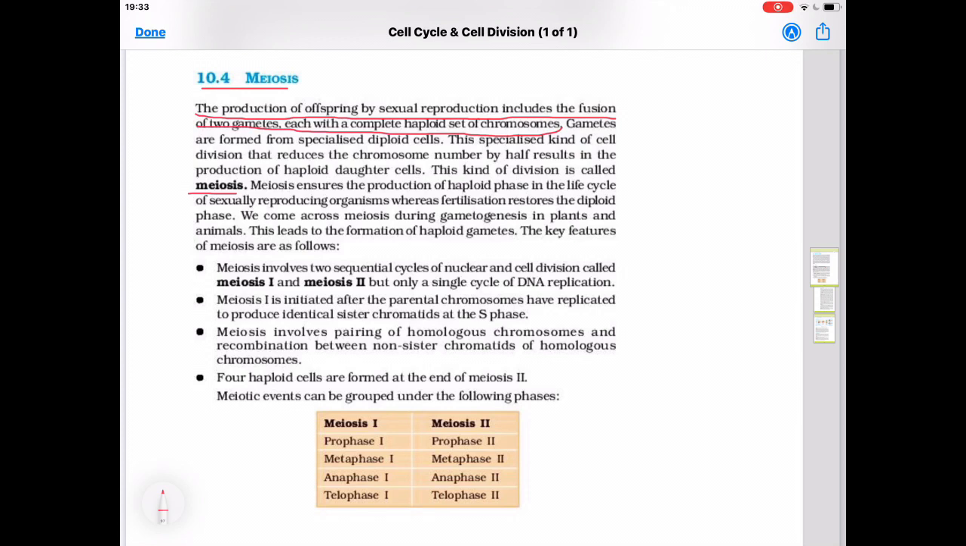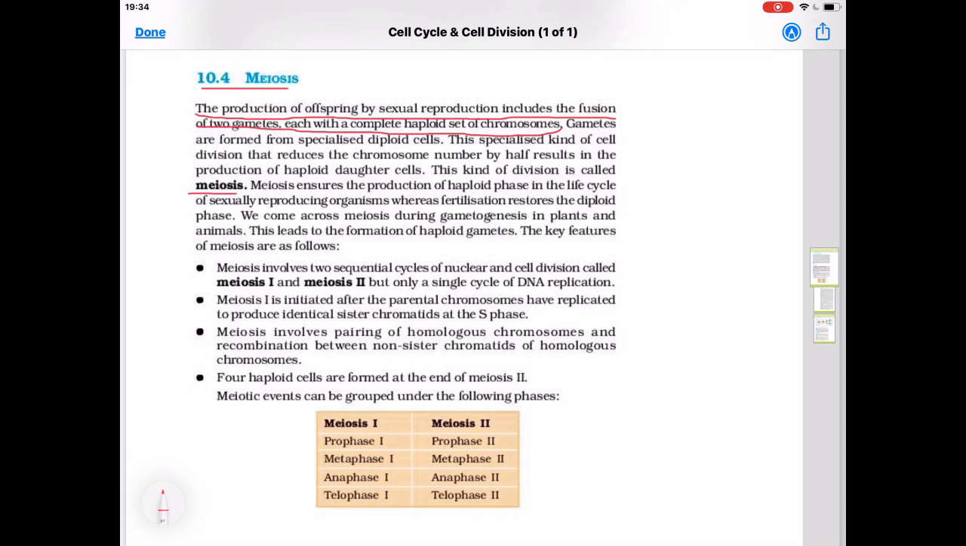Meiosis ensures the production of the haploid phase in the life cycle of sexually reproducing organisms, whereas fertilization restores the diploid phase. In sexually reproducing organisms, meiosis represents the haploid phase of the life cycle, and after fertilization, the diploid phase is again maintained. We come across meiosis during gametogenesis in plants and animals. This leads to the formation of haploid gametes.